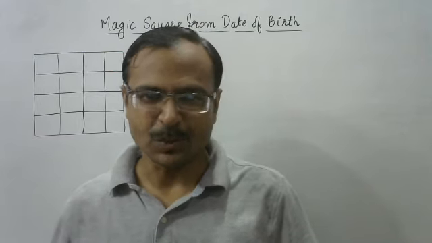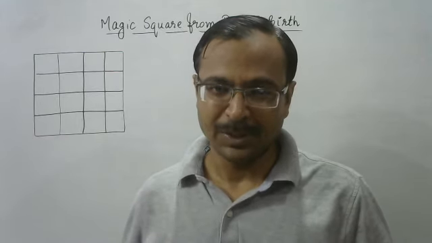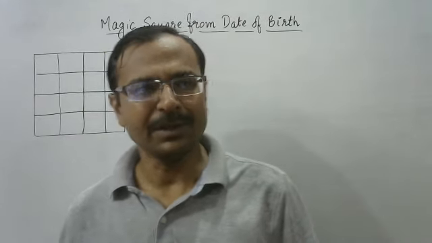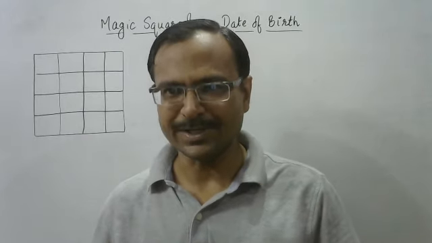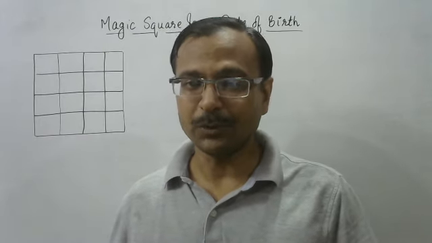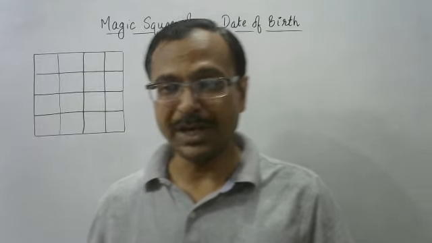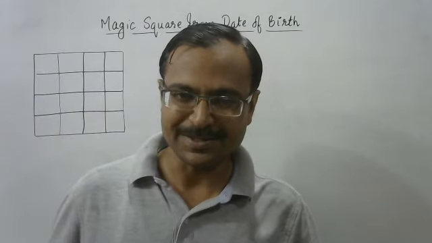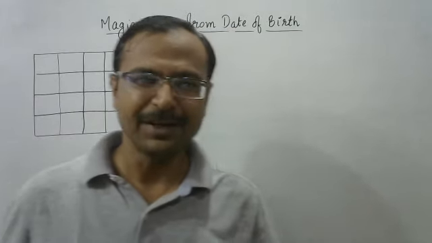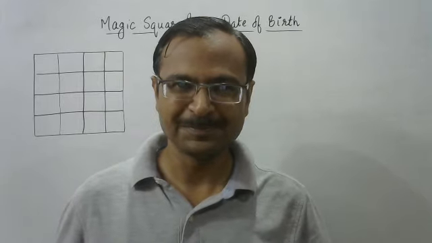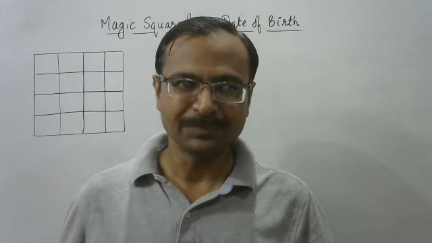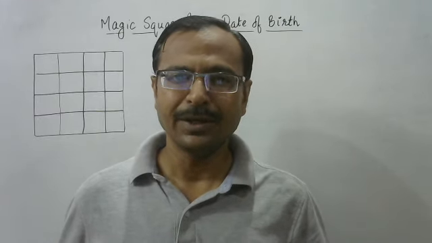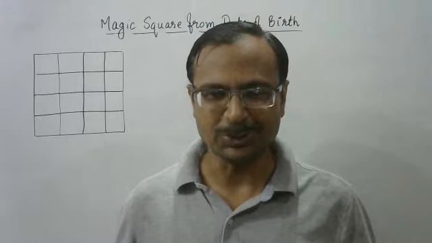This concept of magic square finds a place in junior class curriculum, but there we have very basic magic squares. Now what we are going to do here is to create magic squares from the date of birth. Yes, even you can create a magic square from your date of birth. You want to know how? Just watch this video till the end. I'm sure you are going to learn a lot of things from this particular video.